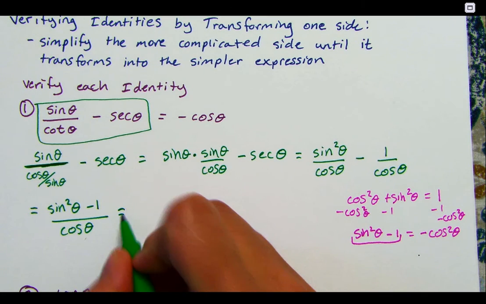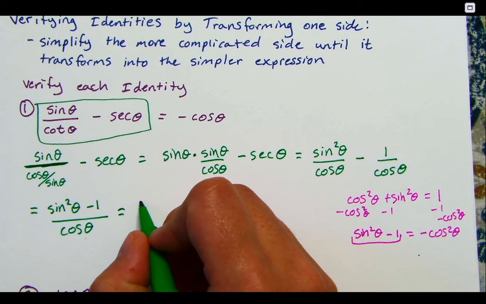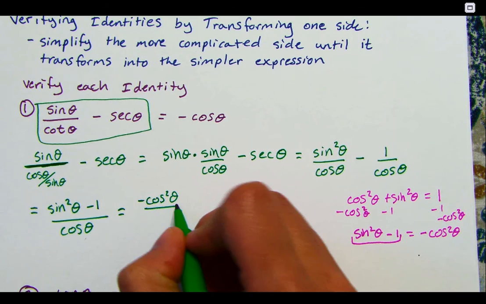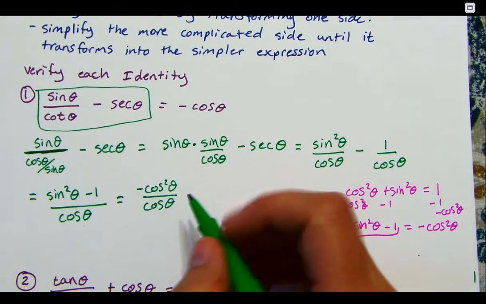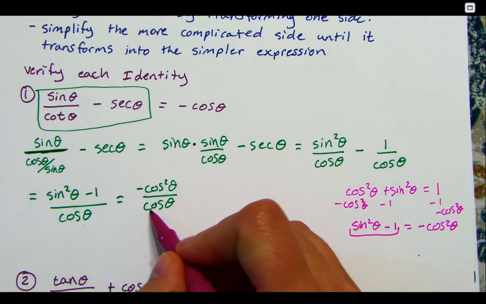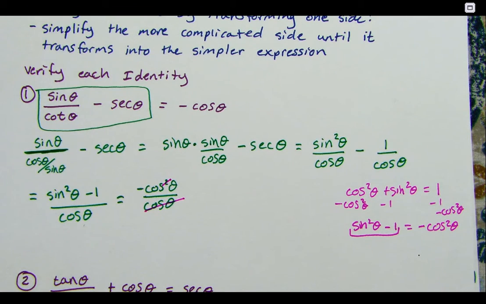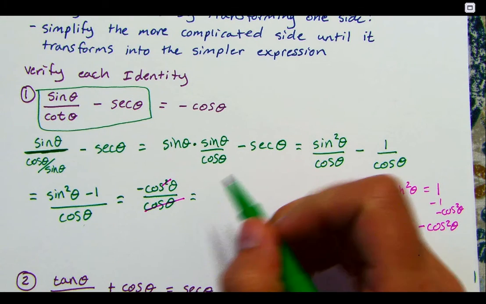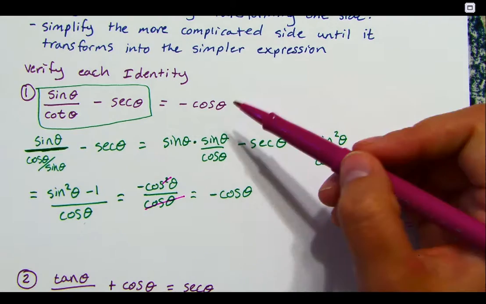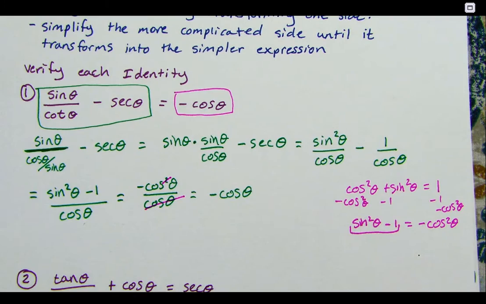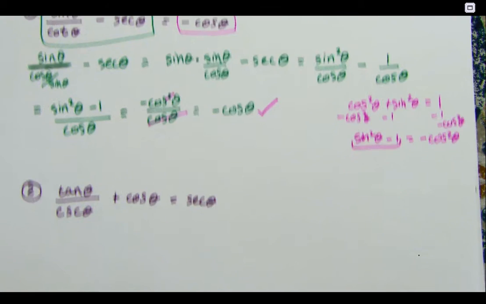So that's going to be my next step. So negative cosine squared theta over cosine theta. And then we can simplify that. So I can simplify the cosine in the denominator and then one of the cosines in the numerator. And I will be left with negative cosine theta, which matches this part right here that we were trying to find. So I just verified that these two things are equal, which makes them an identity. Okay. All right, let's try another one.